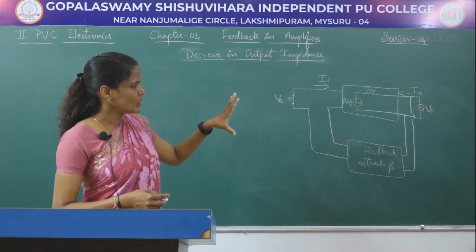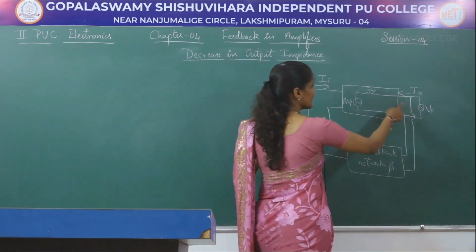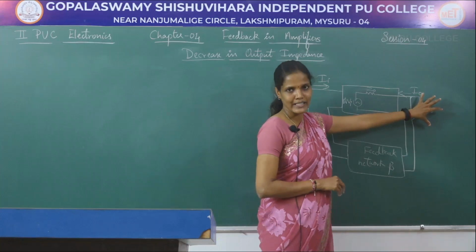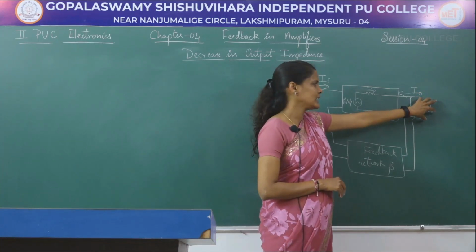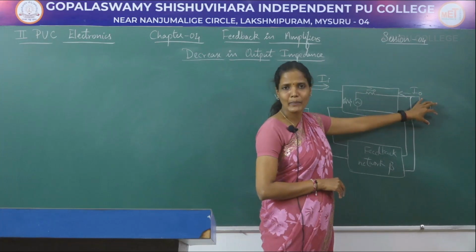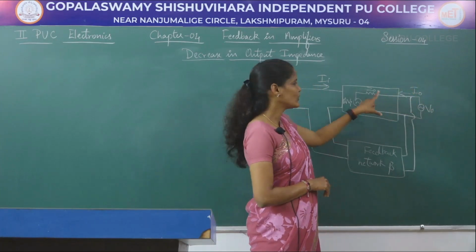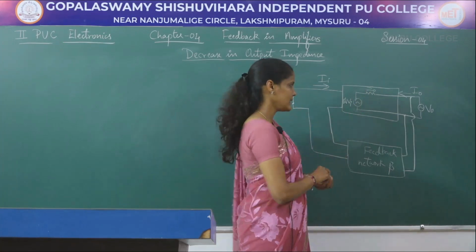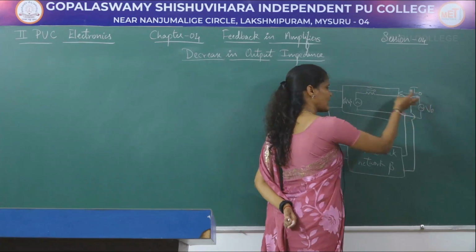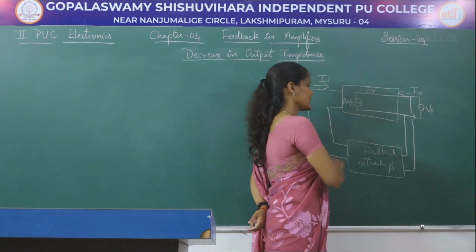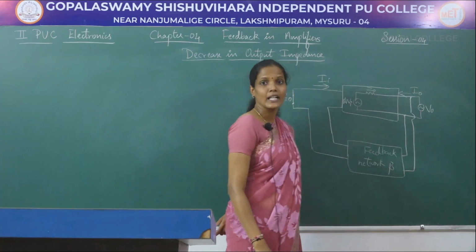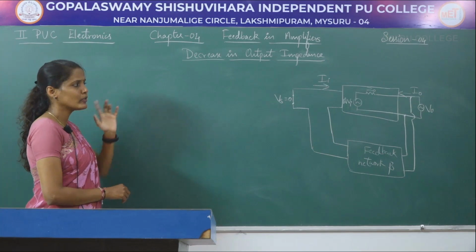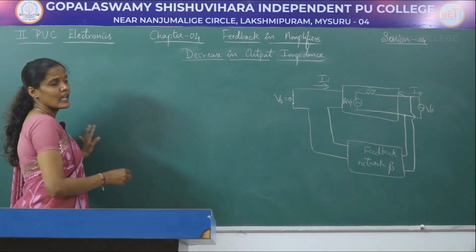Now what we have to do is apply KVL for this particular loop. If I consider V naught as a source, whatever voltage I am applying with the help of V naught will be shared among these two parameters, that is Z naught and A into Vi. That is, this voltage will be equal to the sum of the voltage drops across these two terms, A into Vi and Z naught. So let us apply KVL for that particular loop.